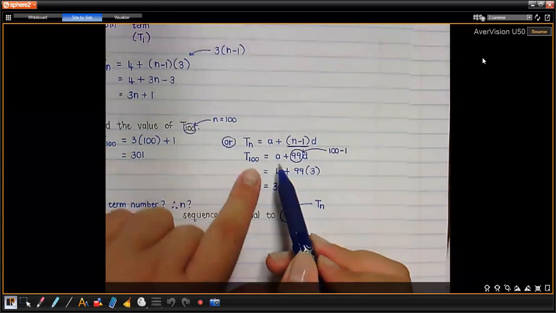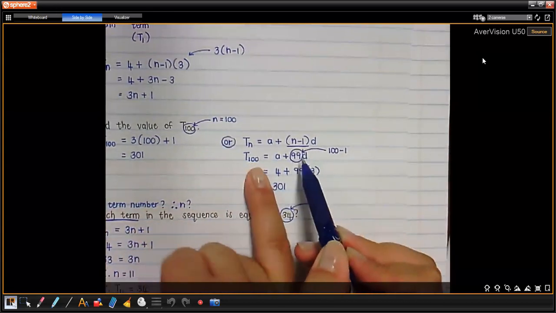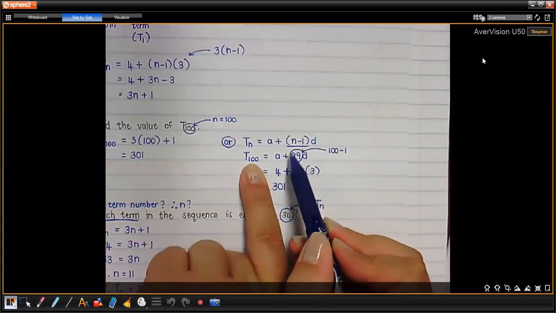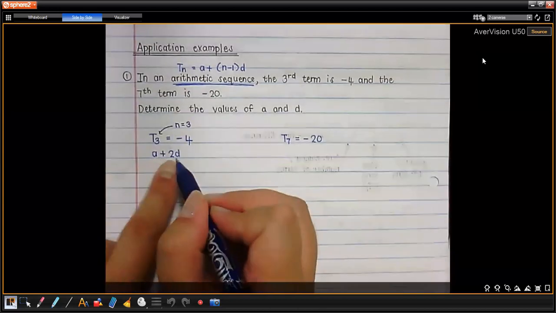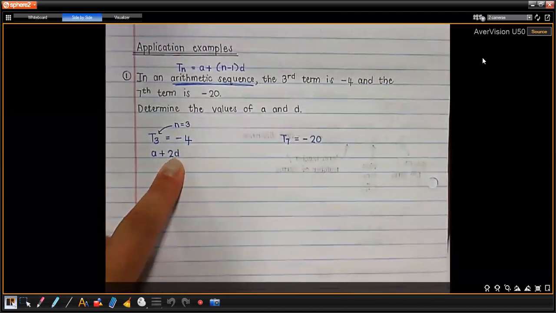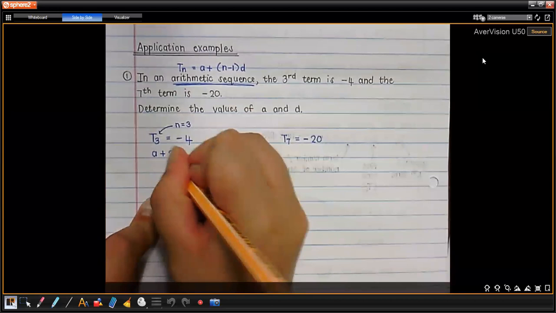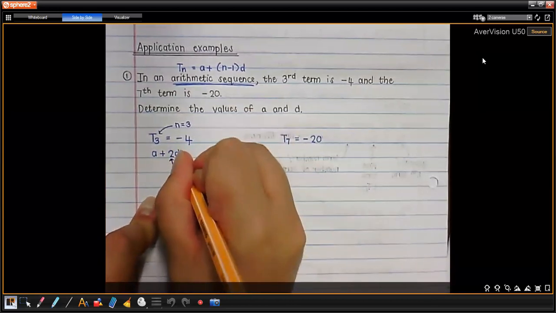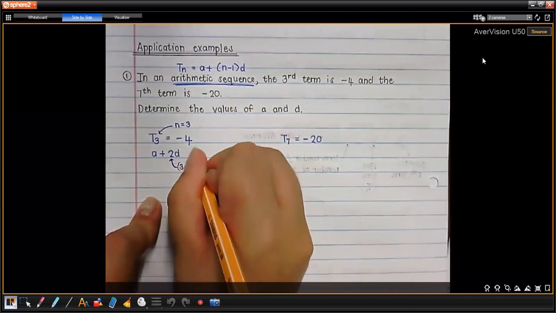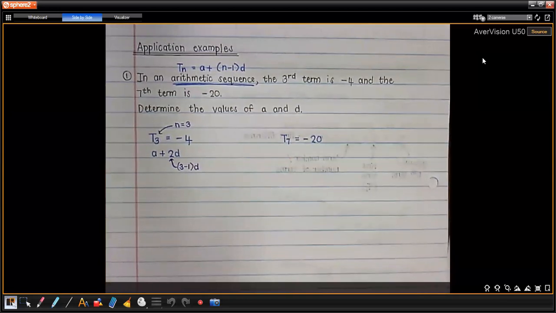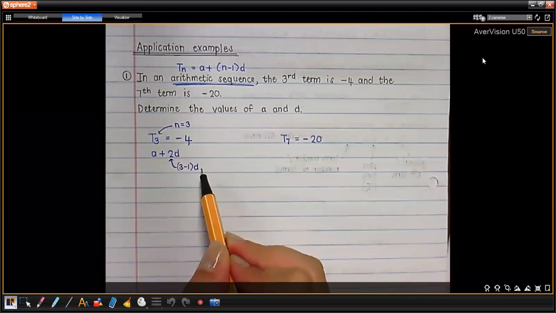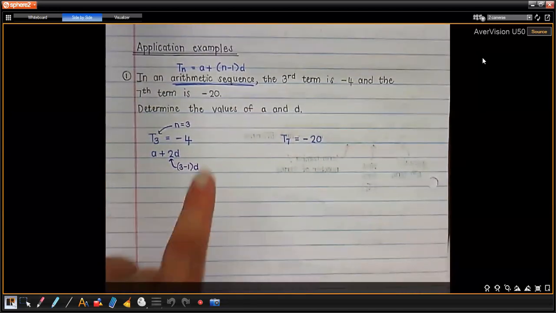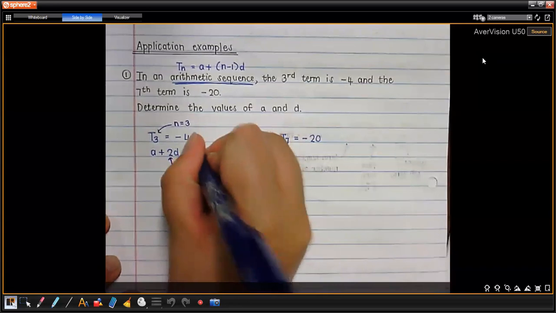Term 100 is a plus 99d, right? Always one less than the term number. So if we have term 3, we can rewrite that as a plus 2d. I'm just going to write here that the 2 is coming from 3 minus 1d. A plus n minus 1, so 3 minus 1d. And what is the value of that term? Negative 4.